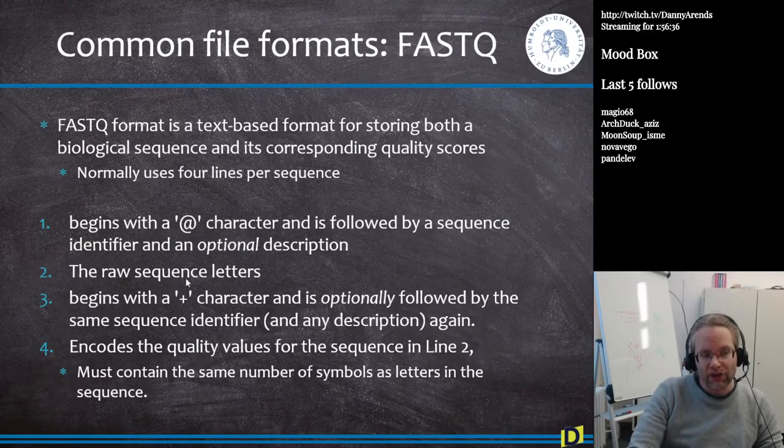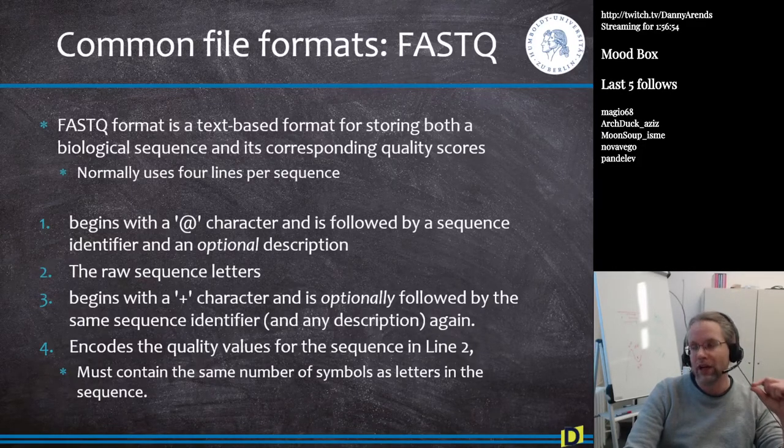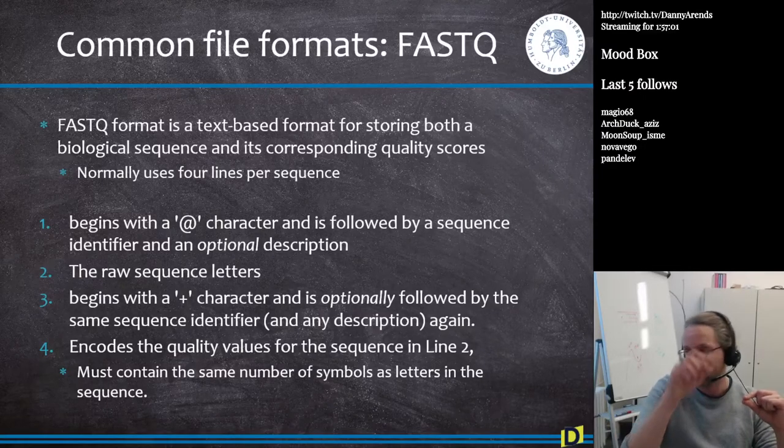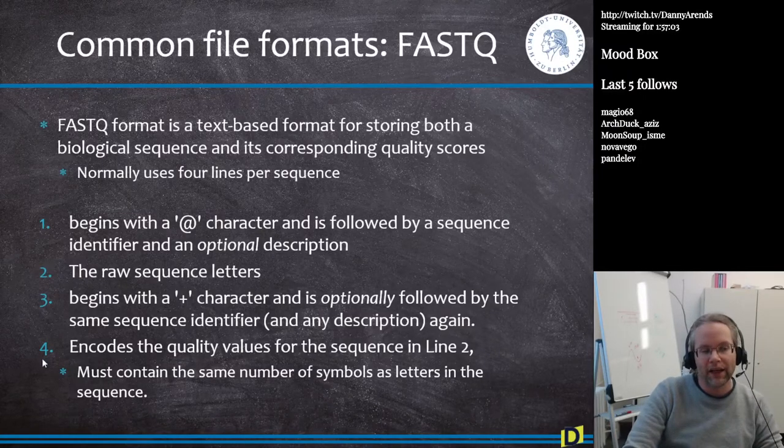Then you have on the second line the raw sequence letters, so that means that you have the A, C, T, and G calls. Then you have a plus character on line number 3, and this is followed by the same sequence identifier, but generally this is just empty. So you have a line which is the description, then you have the sequence, then you have a line which starts with a plus, and the rest is empty, but it can repeat the first line. And then in line 4, we have the quality values.